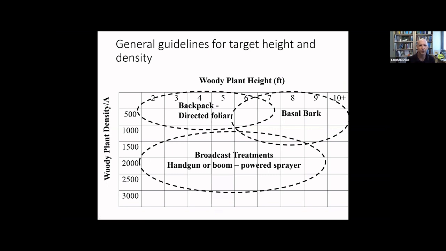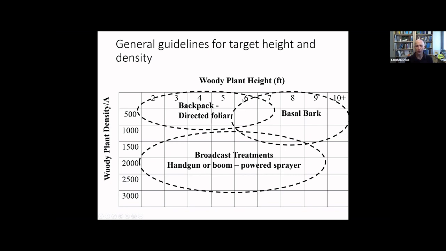Some general guidelines on target height and density. This is a very old diagram that I got from a colleague named Bill Klein, who used to be with WIGL Agriscience before retiring. The point here is you have a woody plant density of stems per acre from 500 upwards of 3,000, and woody plant height on the x-axis. You can generally see where backpack and directed foliar works on stuff that is not over your head, or that you can reach with a backpack sprayer, and that's generally in this height range. You can also see that we can go up to 1,000 stems per acre or so.